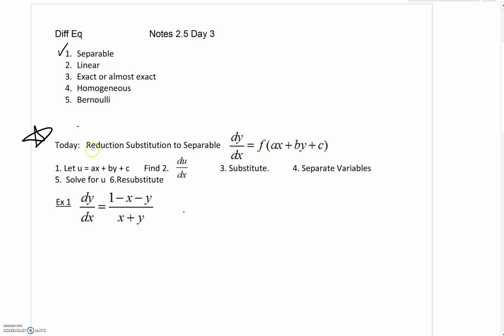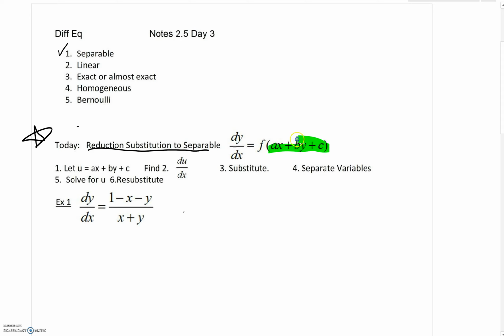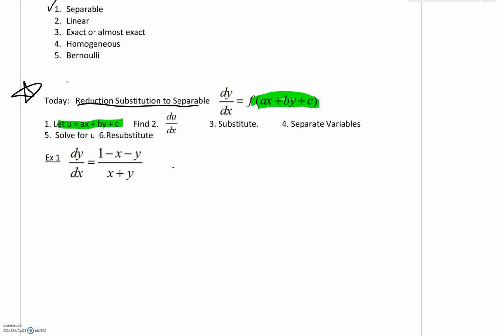Today we're going to get reduction through substitution to create a separable differential equation. So here's what you'll see. You might see a function where it sure looks like you have an inner composition, and we're going to make a substitution with u. We're going to find a du dx. We're going to do that substitution, and then we'll be able to separate, which will allow us to solve quickly. We'll solve for u, and then we finally resubstitute. So let's take a look at such an example.